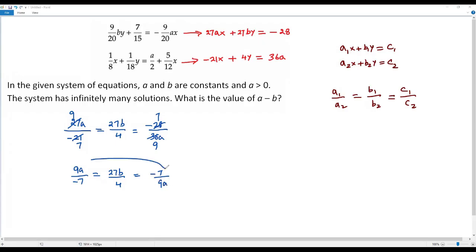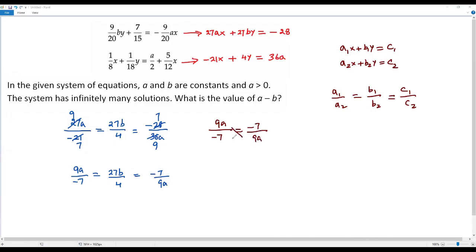Okay, here we have three ratios that are equal. Since three ratios are equal, we can equate any two out of these three ratios. Let me equate the first ratio and the third ratio, because in the first one and third one we have a. By equating the first and third ratios, we will be able to solve for a. Okay, now let me equate the first one and third one. That is 9a divided by negative 7 equals negative 7 over 9a.